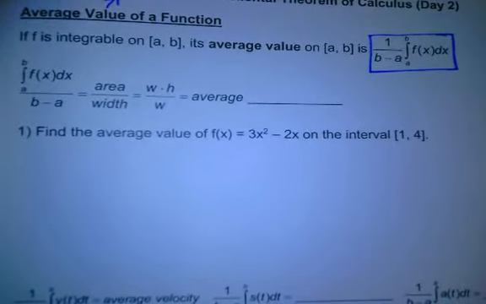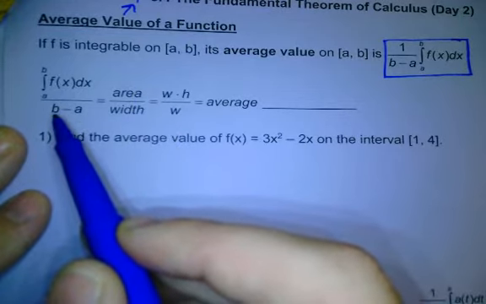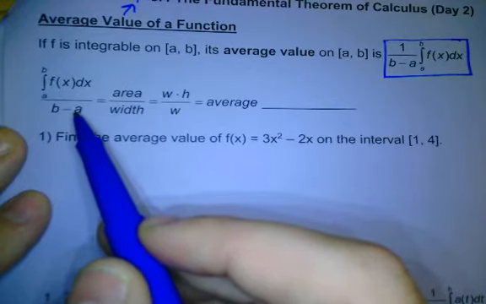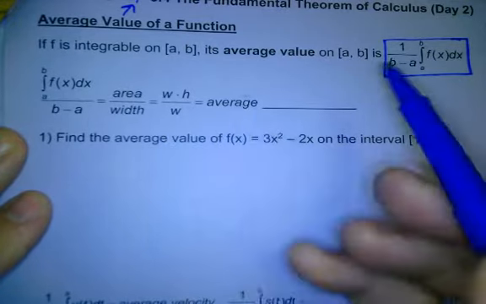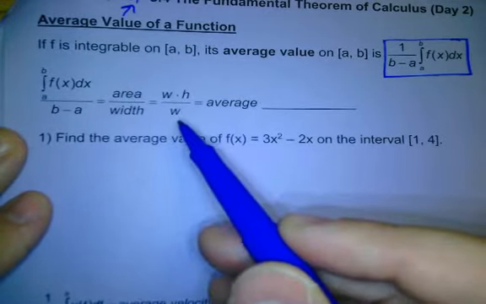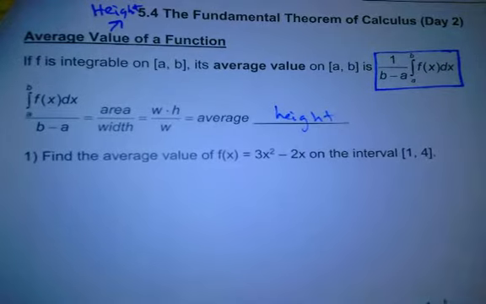This walks you through why it works. If you integrate, that gives you area. The bottom here is just the width of a rectangle. So area over width, well, area is the width times height, so the widths cancel out and you're left with height. It gives you the average height. When we start talking about velocity problems, it'll be average velocity. Whatever you're integrating, if you're integrating position, you're finding average position. If you're integrating acceleration, you're finding average acceleration.